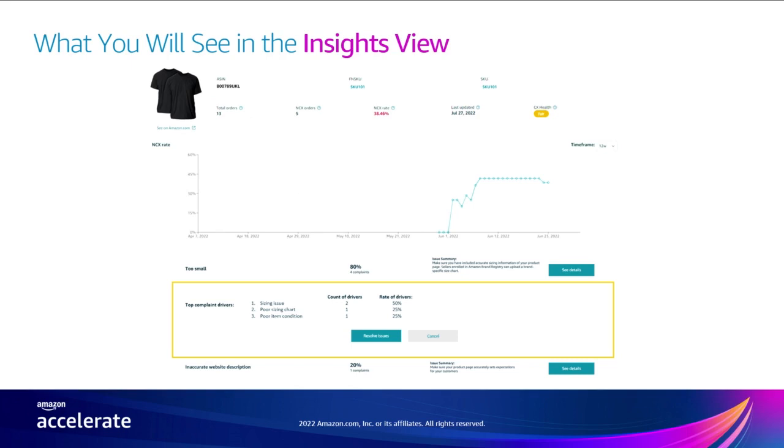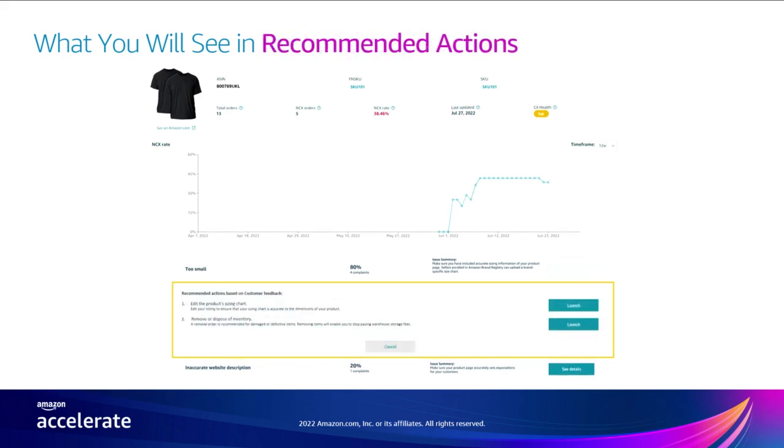Right below, you'll see a Resolve Issues button, which will lead you to a list of recommended actions. After clicking on the Resolve Issues button, there will be a list of recommended options to address the issue. You'll be able to click on the Launch button to initiate any of the recommended actions. As mentioned, we will continue to work towards developing new action options in this area.